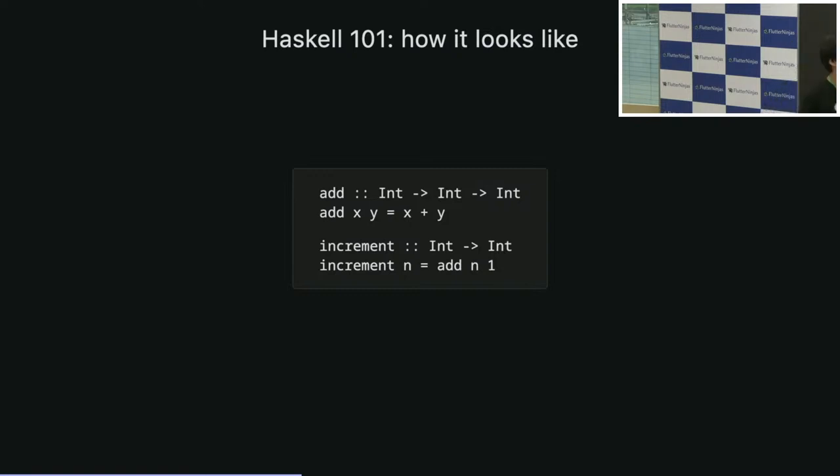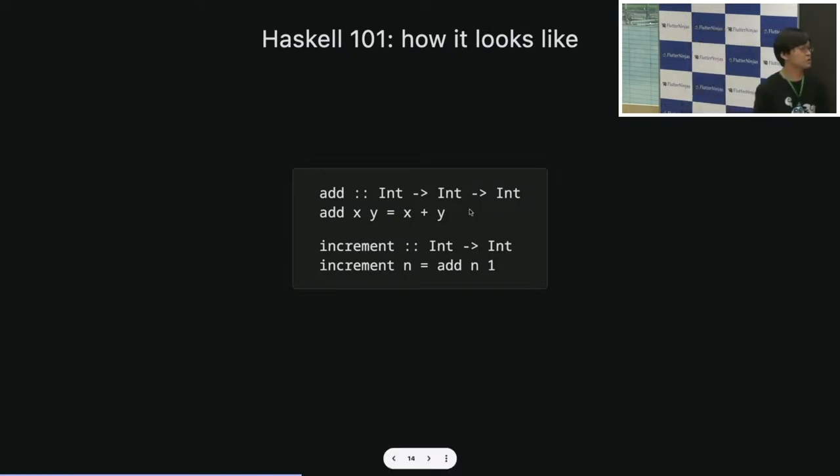We have two functions here, an add function and an increment function. The basic structure of a function consists of two lines. The first line is the definition of the function. The add is the name of the function, and Int stands for the input and output. So this add function receives two Int values as arguments, and it returns one Int value as a result.